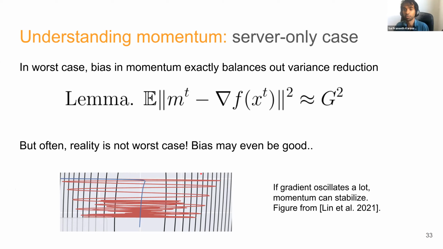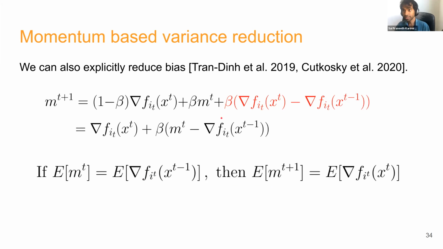But what can we do about this worst case? There was some recent work which uses ideas from variance reduction, like Spider or Sarah and so on, where they explicitly try to correct for this bias. This first term here is the usual momentum update. What they add is this extra term here, which attempts to debias the momentum term. If you just rearrange the terms, this becomes like this. So this is the usual stochastic gradient, and then there is this additional term here.